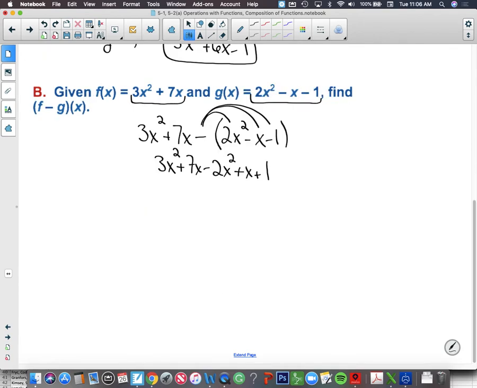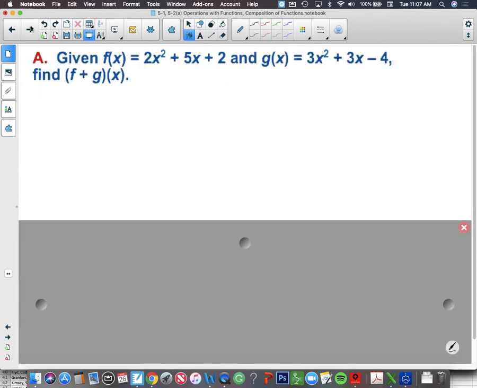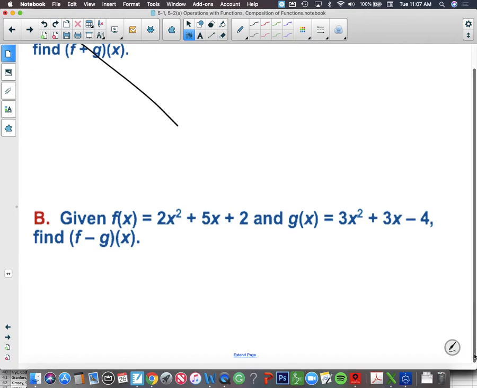All right, the parentheses are gone now that I distributed that negative. So now we're just combining like terms again. So 3x squared minus 2x squared is just an x squared. 7x plus x, that's an 8x. And then plus 1. Okay, so we subtracted those two functions. So f minus g of x is that, x squared plus 8x plus 1. Okay, so we're going to skip the addition one here. Don't do this. I do want you to try a subtraction one down here. Okay, so please pause the video and have students work through problem example B.